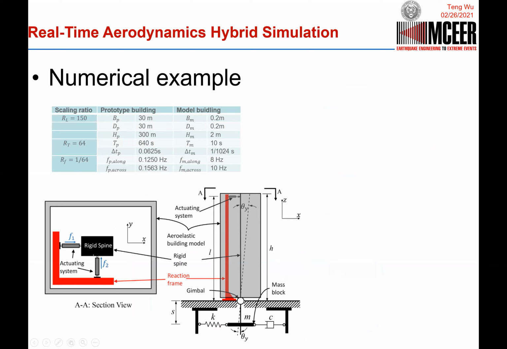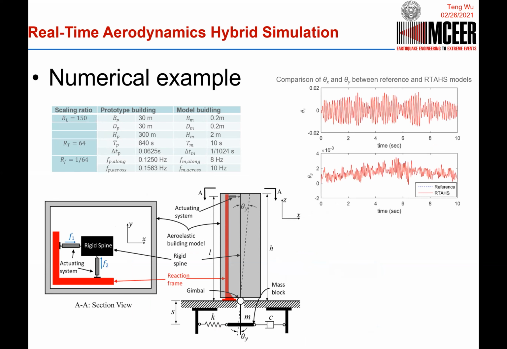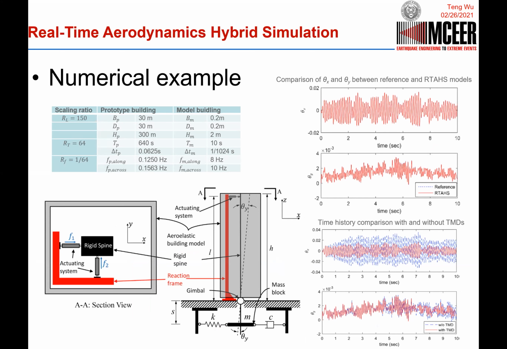Here is the overview. We use two actuators to represent the damper force. As we can see, the real-time aerodynamics hybrid simulation gives us excellent results in this numerical example. We can also see that if we put in the TMD, the mitigation of the crosswind direction response is very obvious.